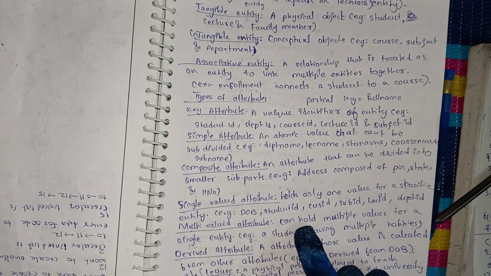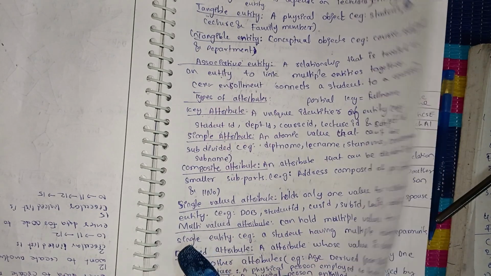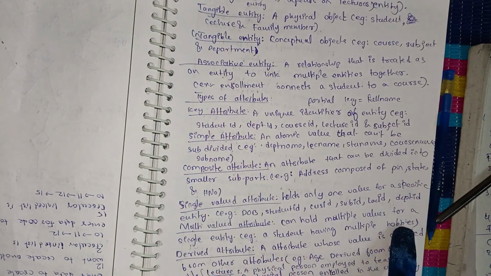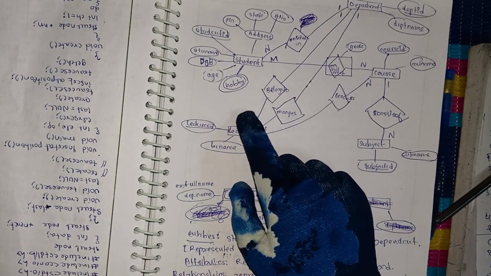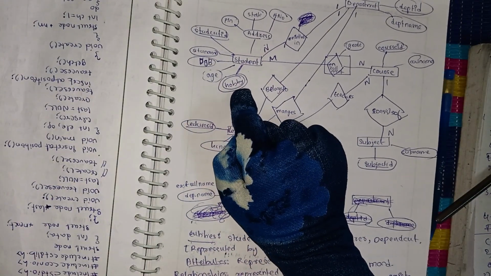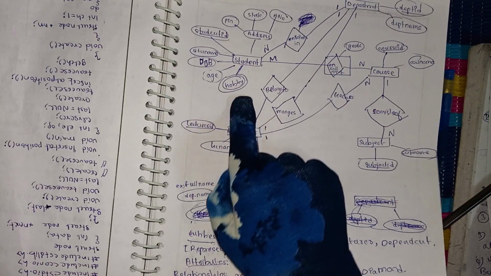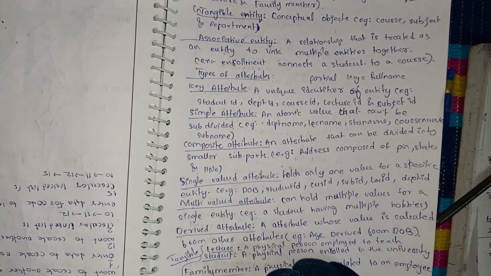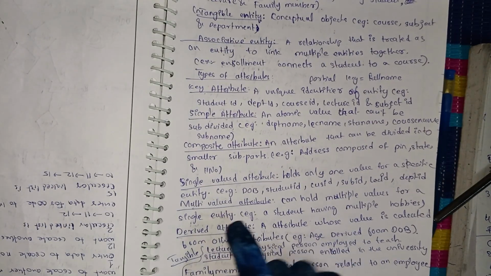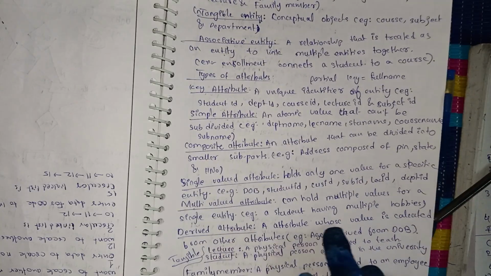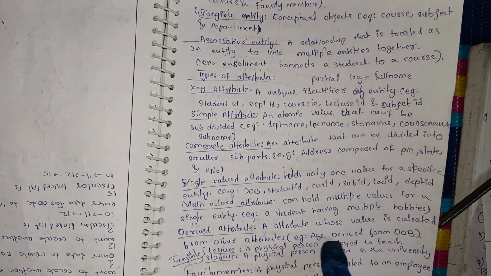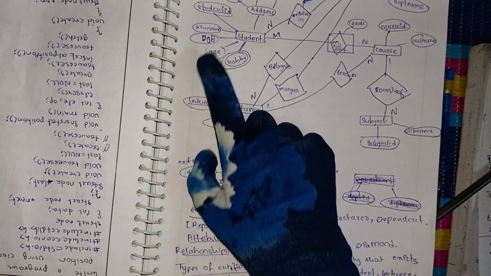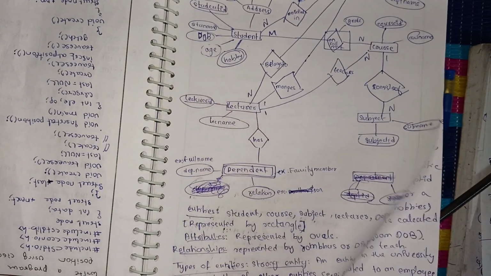A multi-valued attribute can hold multiple values for a single entity, like a student having multiple hobbies. Here we have a hobby attribute, which is indicated by a double oval. Multiple hobbies are there, like reading, writing, walking. And then derived attribute: an attribute whose value is calculated from other attributes, like age derived from date of birth. Here the age, which is represented by a dotted oval, is derived from date of birth.